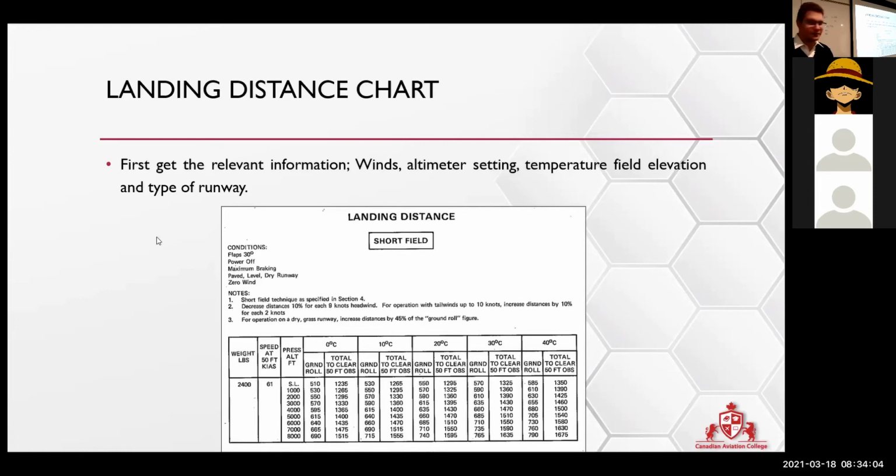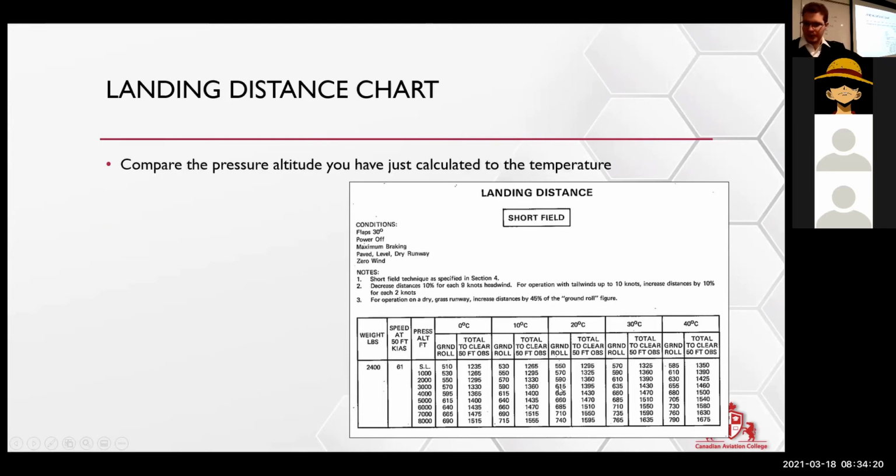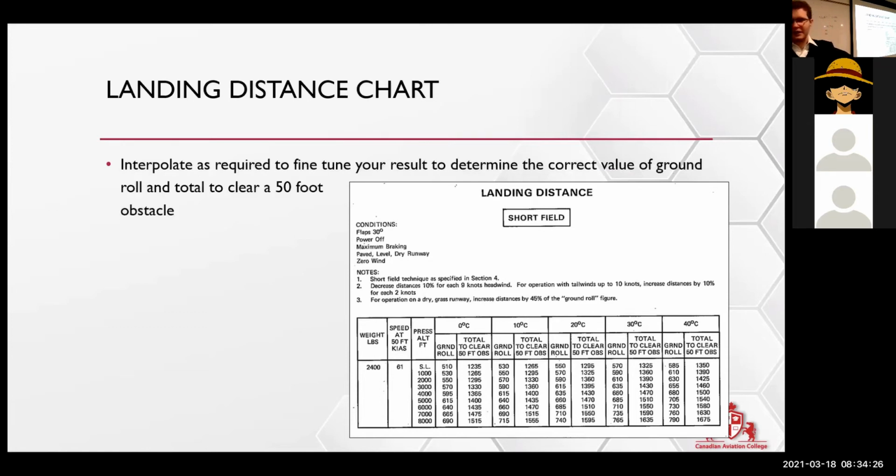Information, winds, altimeter, all of that stuff. Next, you calculate the pressure altitude, so you figure out where you are, you figure out what your temperature is, and then you figure out what number that is going to account to. All right? Compare it to the temperature, like I just said, and figure out the number.